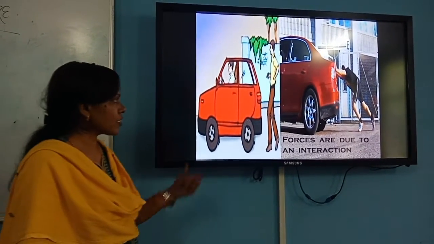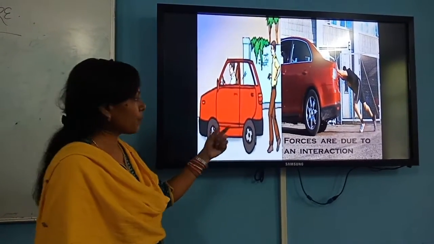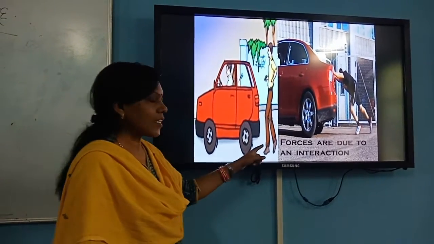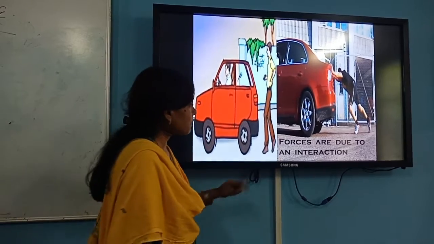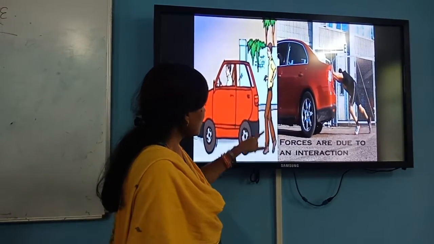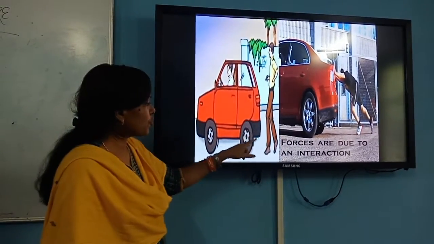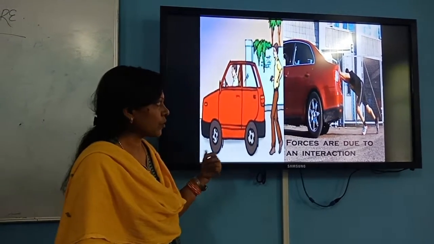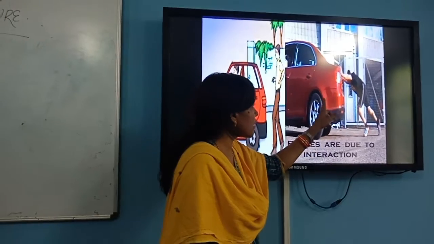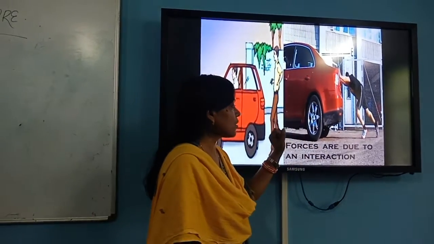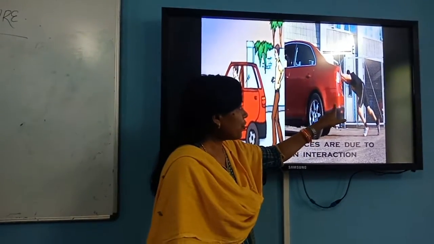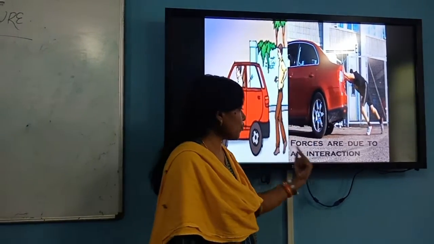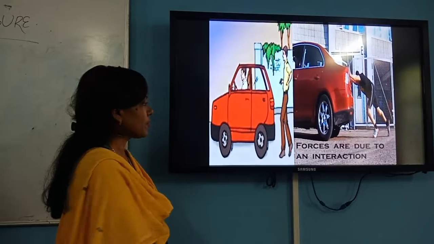Now see this picture. Here a car is at rest. A man is standing behind the car. Here, the presence of this man does not make the car move. But when the man pushes the car, then the car moves. It means force comes into play when there is an interaction between two objects. So forces are due to an interaction.